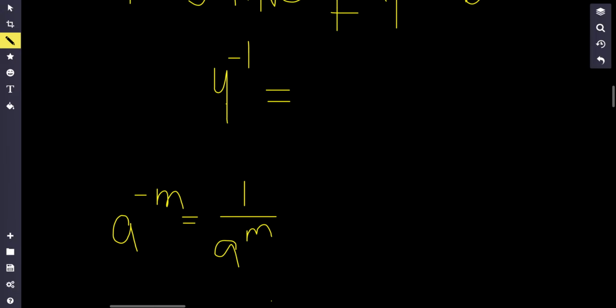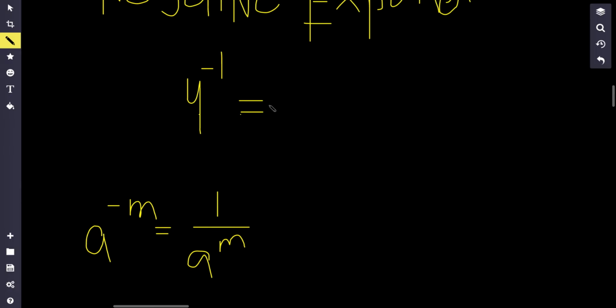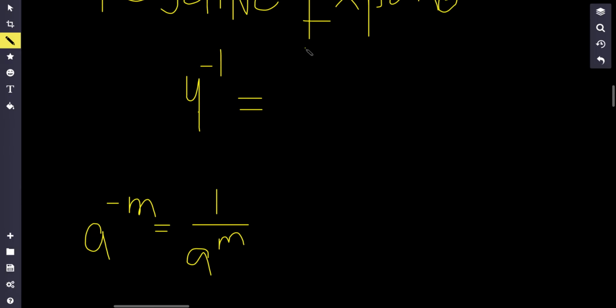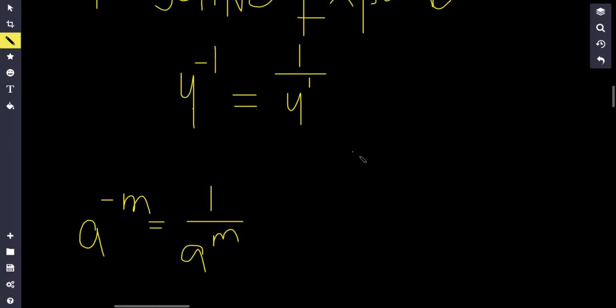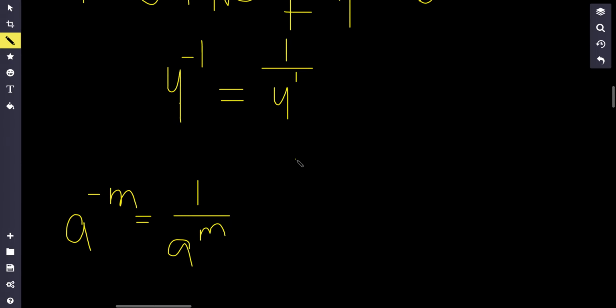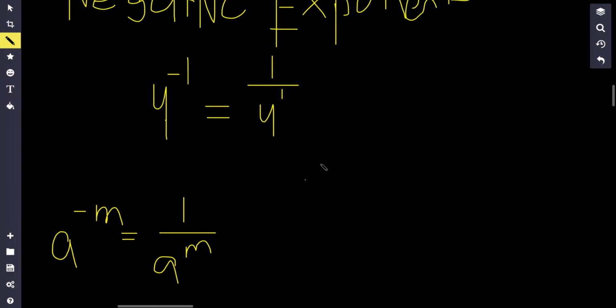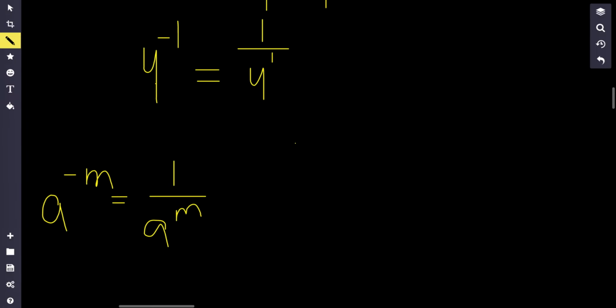So in this case, if we apply this formula, our a value is equal to 4, and our negative m value is equal to negative 1. So this is just going to be equal to 1 over 4 to the exponent. So let's do another example. This is a pretty confusing concept to understand at first, but let's do a couple more examples and maybe you'll get the hang of it.